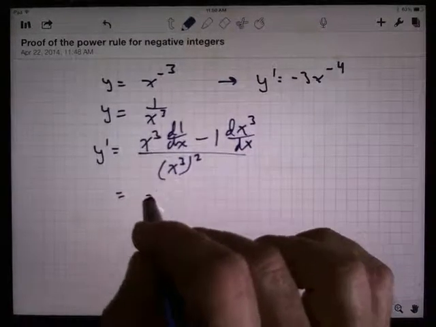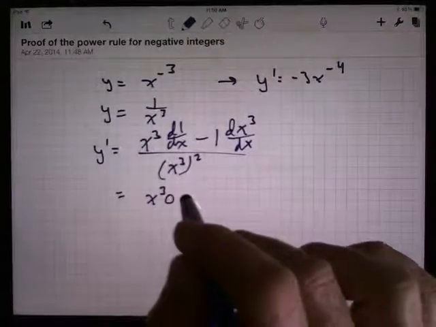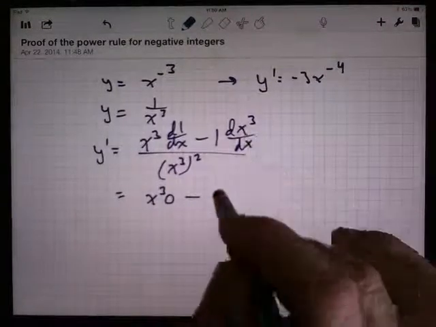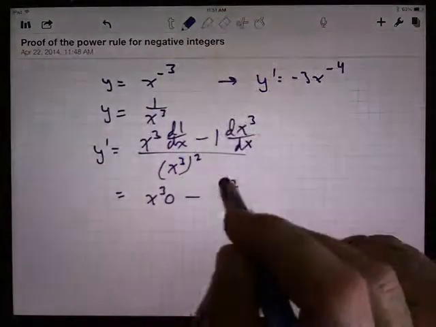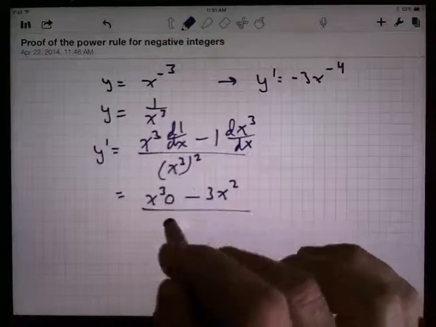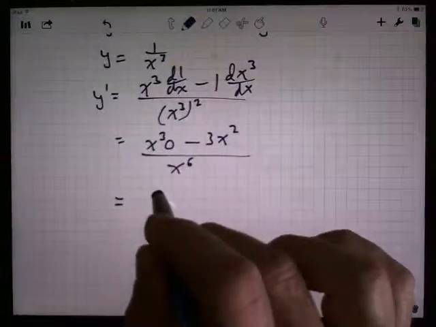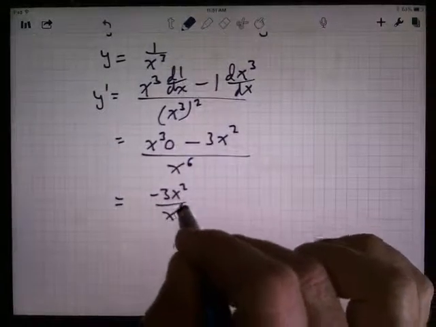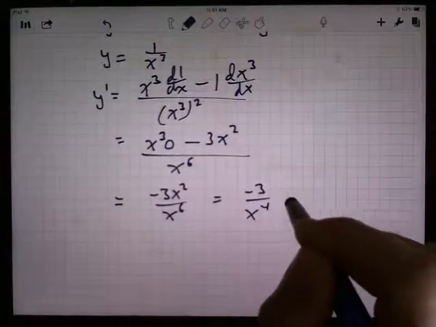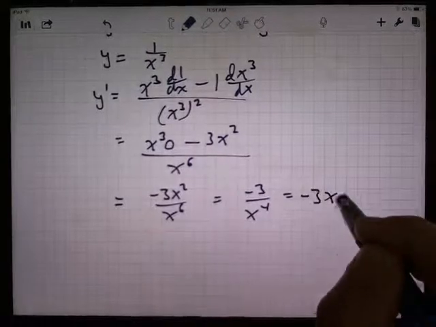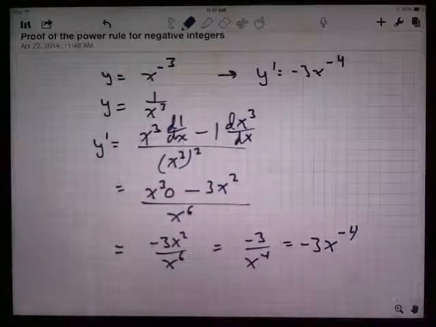So what do I have here? I've got x cubed times the derivative of 1. Oh, derivative of 1 is 0. Minus 1 times the derivative of x cubed. Well, that's 2x squared. Actually, it's 3x squared. And then that's an x to the 6th on the bottom. So what I have is negative 3x squared over x to the 6th, which looks like negative 3 over x to the 4th, which I could write as negative 3x to the negative 4, which I think is what I was expecting. Yes, it is what I was expecting.